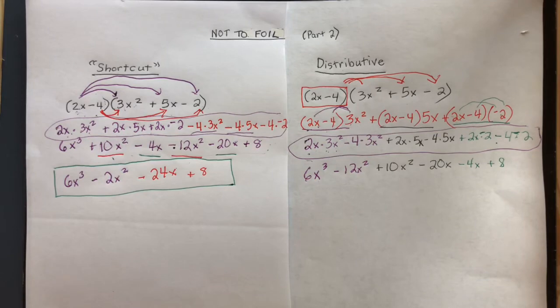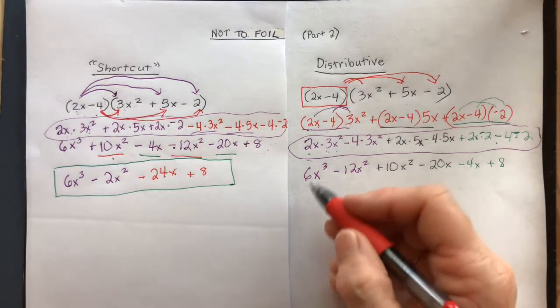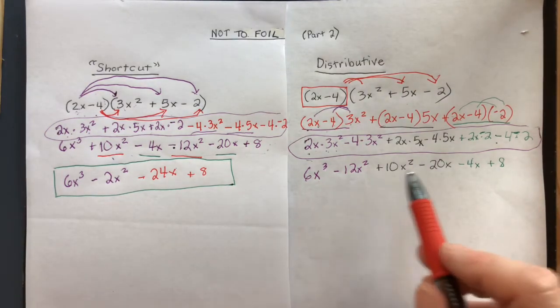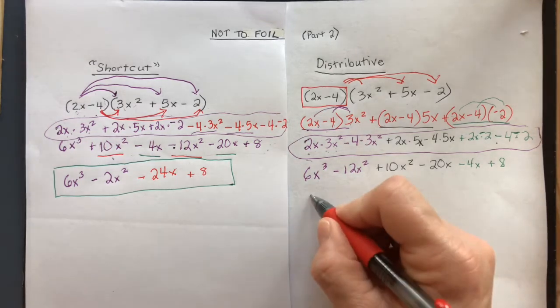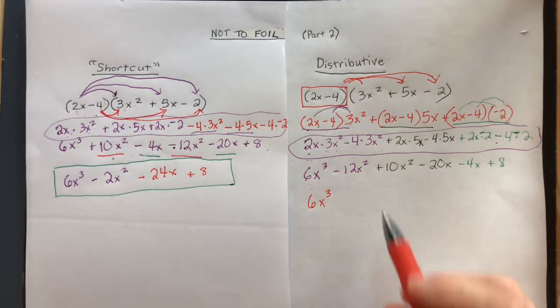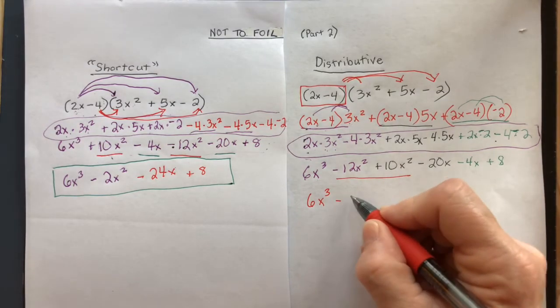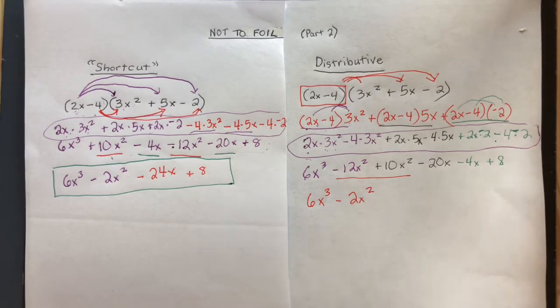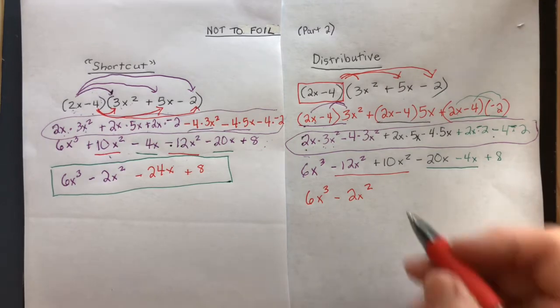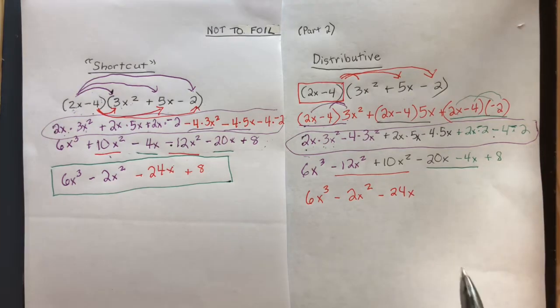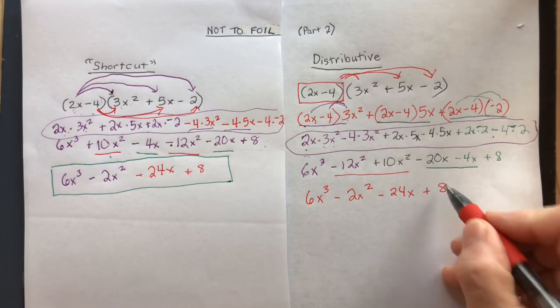Now I will combine my like terms. We only have one x cubed term, and I always go in descending degree: x cubed, x squared, x, and then the constant. So 6x cubed. Now let's combine our x squared. Minus 12 and plus 10, that leaves me minus 2x squared. Now let's look at my x terms. Minus 20 and minus 4 x's is going to give me minus 24x. And then my last one is plus 8.